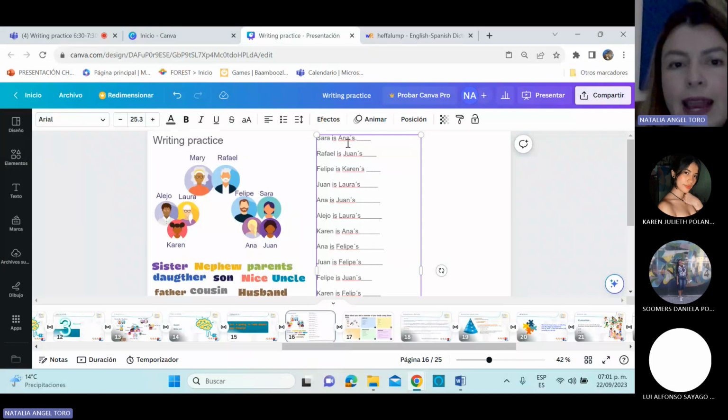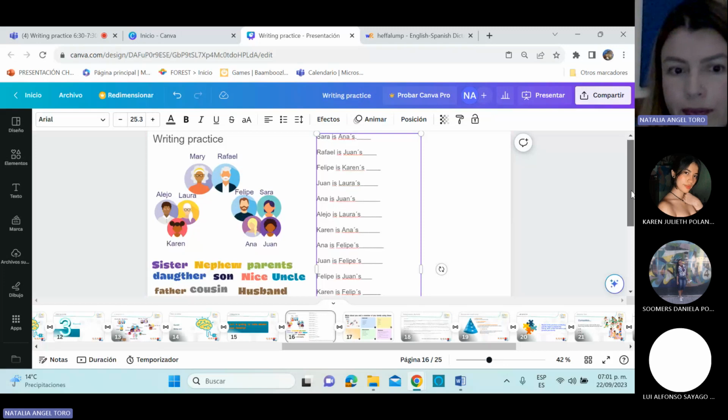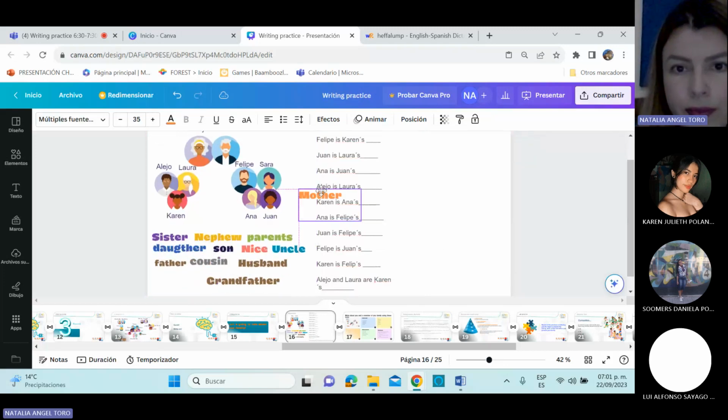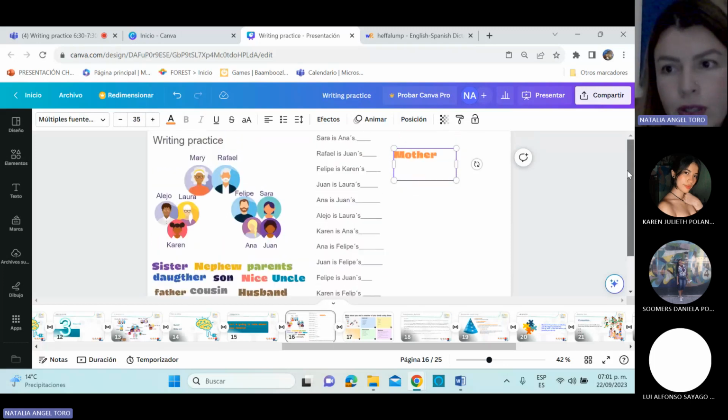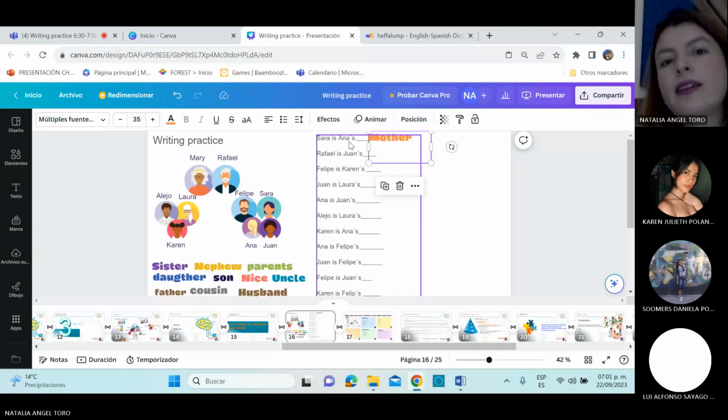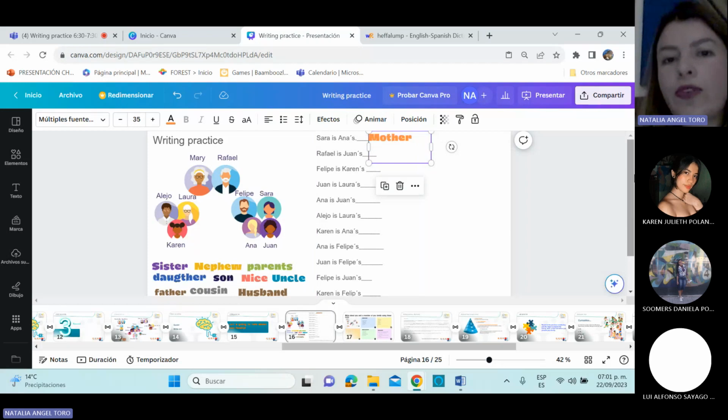Sarah is Anna's, so we are going to look for Sarah. Sarah is here. And Anna is here. So Sarah is Anna's, with the possessive, mother. So as you can see, this S represents the possessive situation for Sarah's.